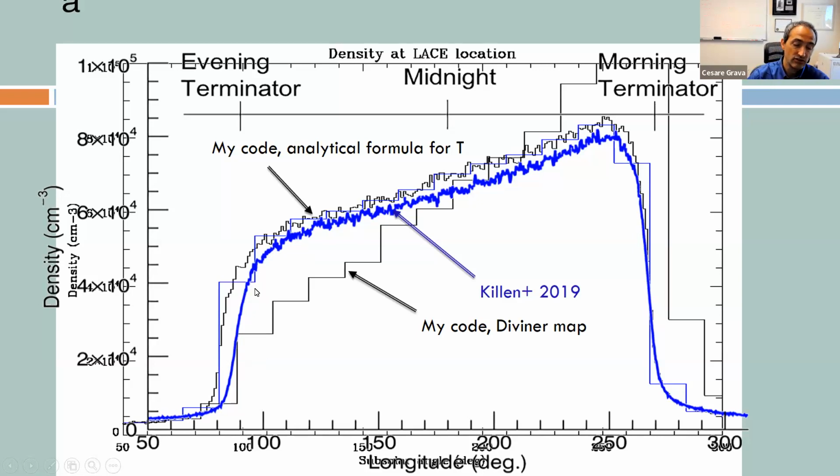There's a dependence of the exospheric density on the surface temperature, so that the hops are bigger when the temperature is hotter, and the hops are shorter when the temperature is colder. So that's why this exosphere tends to accumulate towards pre-dawn at the coldest regions on the Moon. If you take into account the Diviner map, then you can see a steep increase and not so much change in density. And I will show you in the next few slides why.